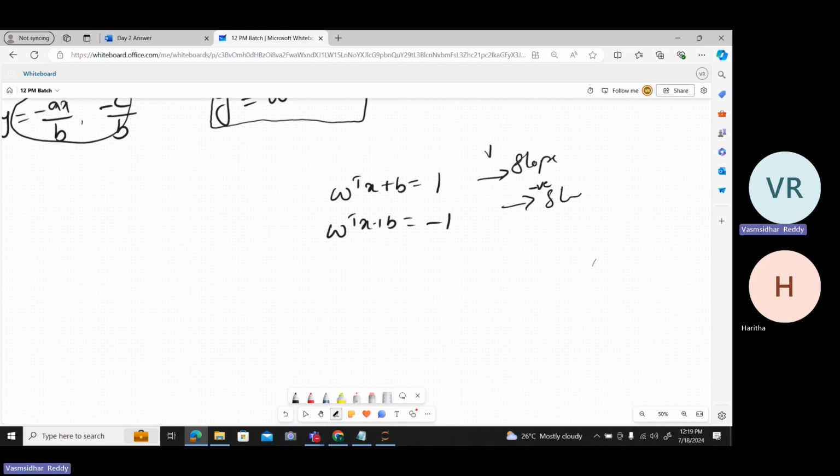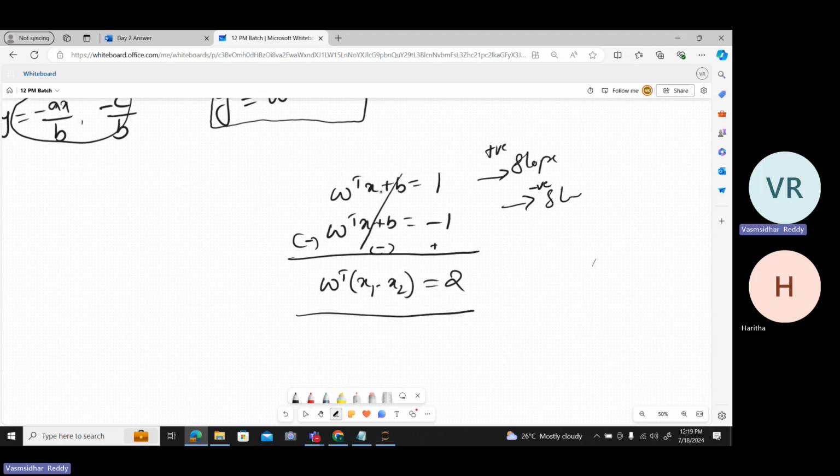Negative, positive. Okay, calculate this. Negative is already positive 30, negative positive. Okay, cancel out. W^T of X1 minus X2 equals 2. X1, X2. Two lines. This is two lines, right?